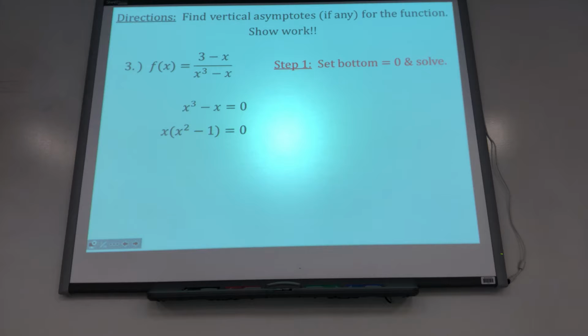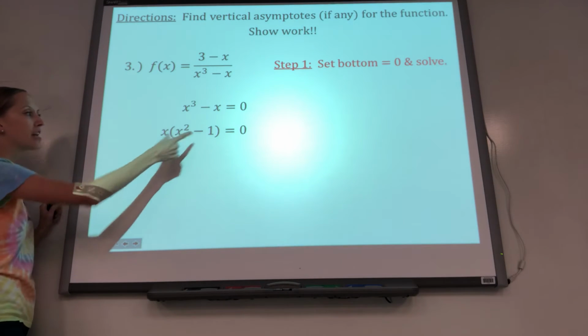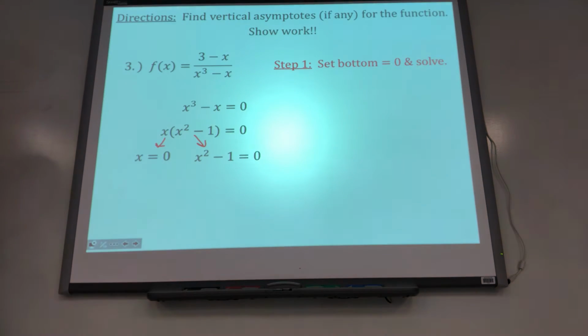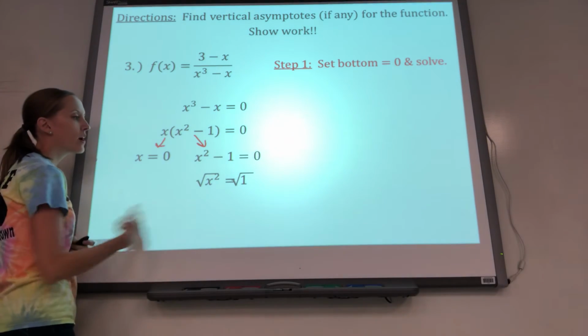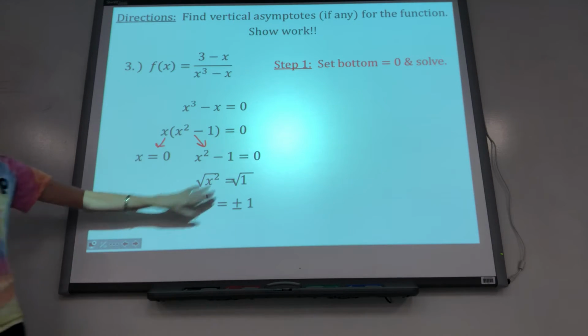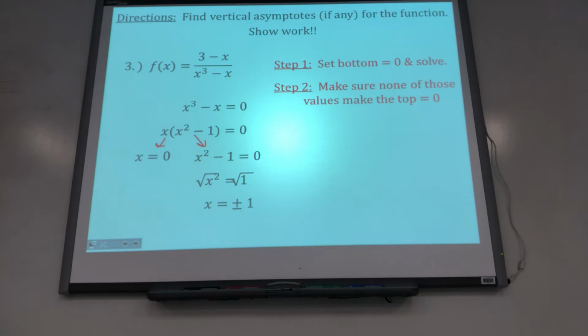Now we'll have in parentheses x squared minus 1. You could actually do a difference of squares right here if you wanted to. I went ahead and just broke those apart and then solved for x. So that is just x equals 0. This, I'd have to add 1 and then square root both sides. That gives me back plus or minus 1. Now, that's not the last thing you do. These are not always your answers here. You also need to make sure none of those values, so this is like our step 2 here, make sure none of those values make the top equal 0.